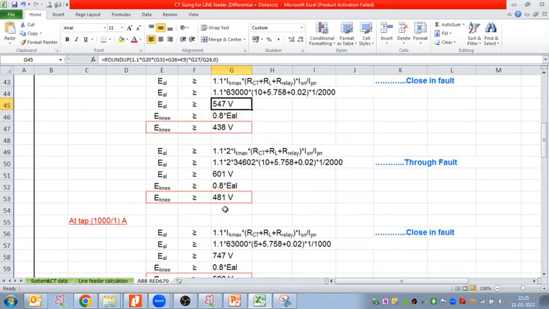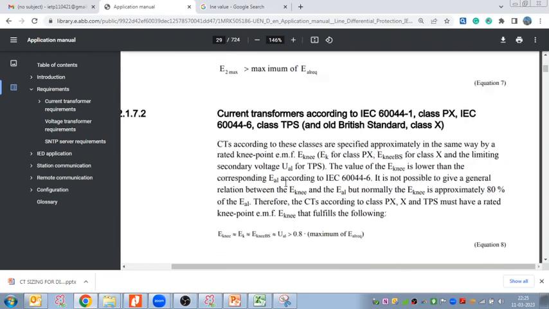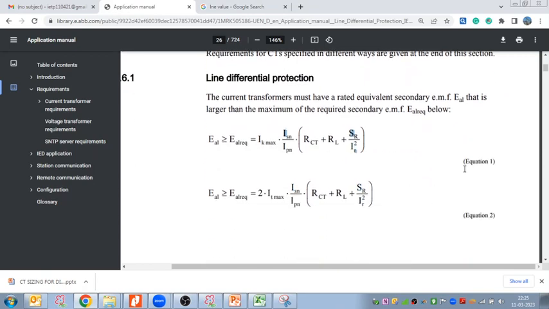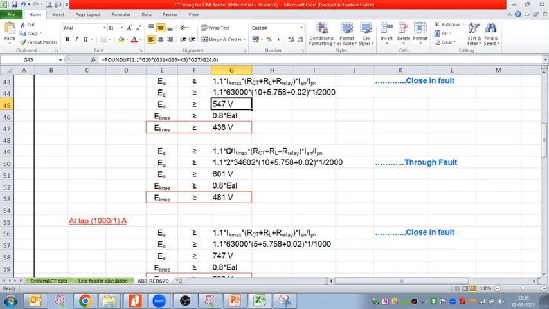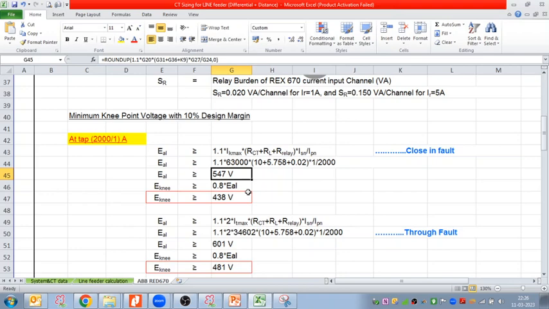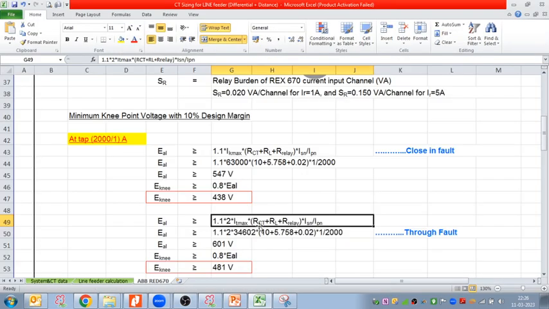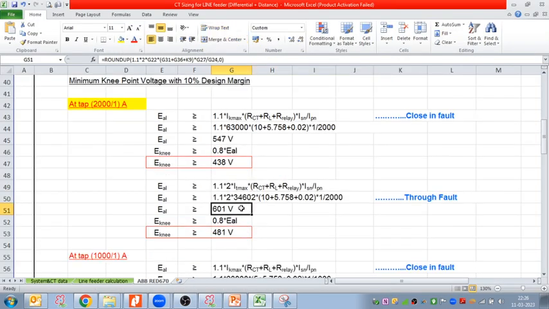Second case, now we have these equations for the closing fault only. Now we need to solve equation number 2 also, which is for the through fault case. So again 2 into IT max, same things, but in this case what needs to change? You just need to change the fault current value, which is IK max, and now this is IT max. And 2 is given in the formula only. So 2 into IT max, so 2 into 34602 into this much as we have done here. So this value is coming 601 voltage.